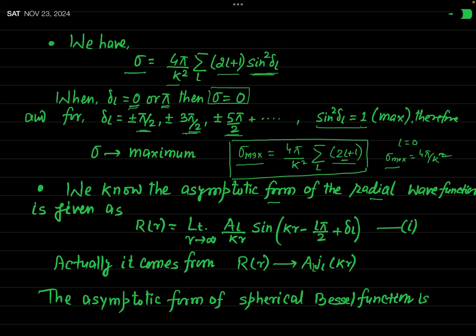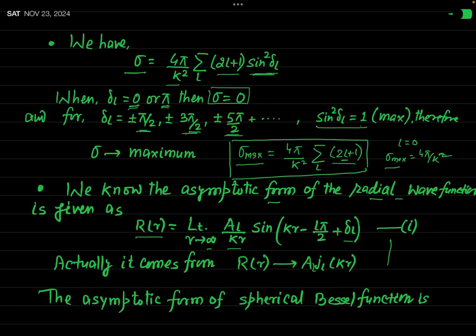But as I have told you, this represents something like a difference in phase. So let us try to know what phase difference this delta L actually represents. In fact, in my previous video, I talked about the asymptotic form of the radial wave function several times. And you have seen that R of r, when r tends to infinity, is given as A L over k r, sine of k r minus L pi by 2 plus delta L.